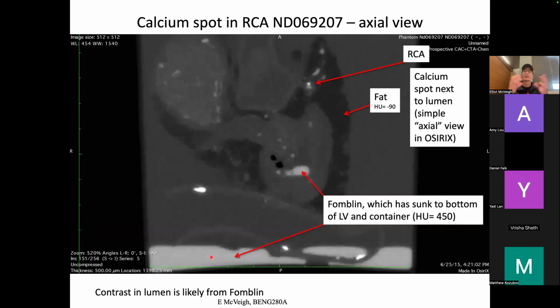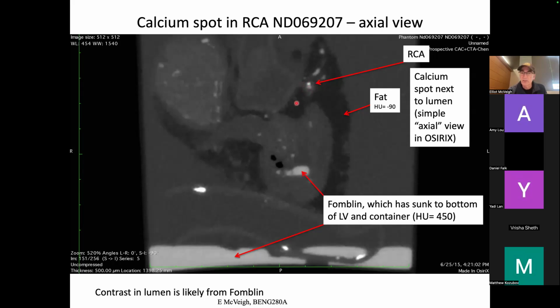So you perfuse the heart with formalin, stick it in a jar, put a lid on the jar, and then you can just put it on the shelf and image it anytime you want, right? So we're taking it down off the shelf, put it in the scanner, and we take this picture. This is the ventricle with thrombin in it. And this is the right coronary artery.